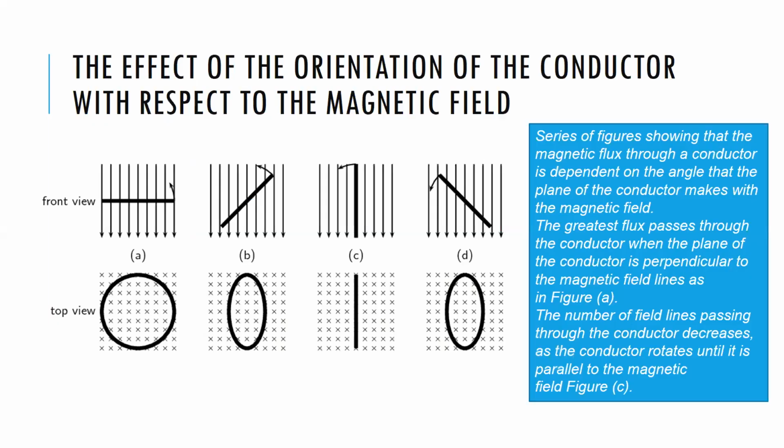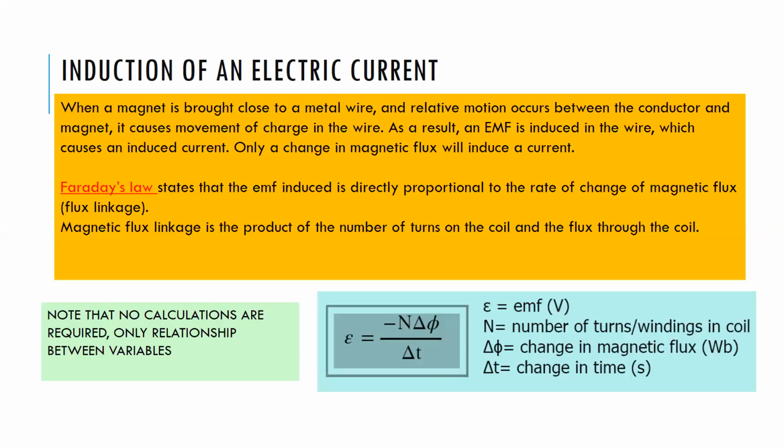And then we said that if you change the position of a coil inside of a magnetic field, okay, constant magnetic field, what will happen? You will change the flux. When you change the flux, what will happen? Induction of electric current. You will produce electric current, okay?